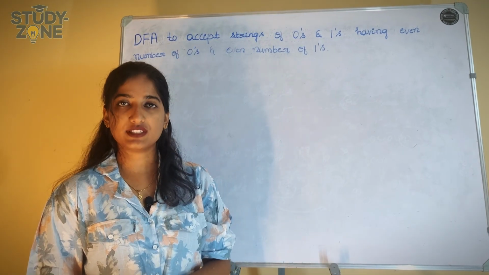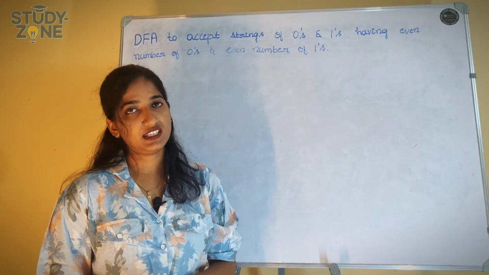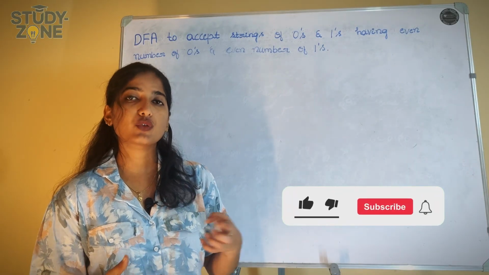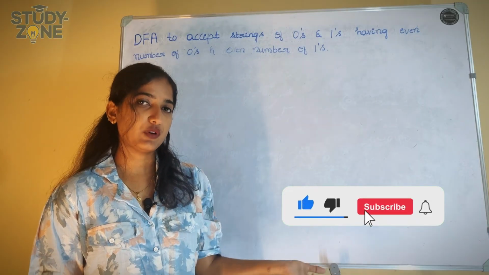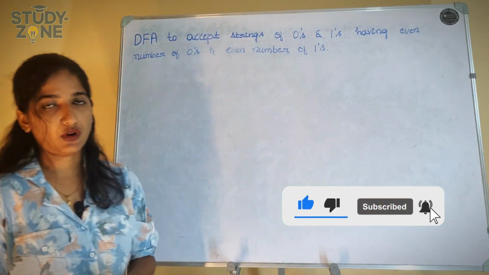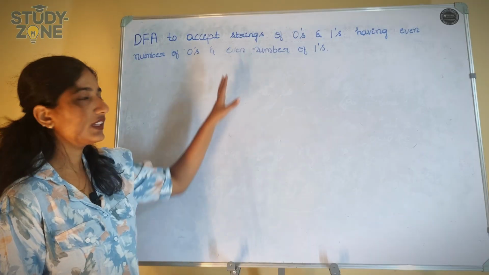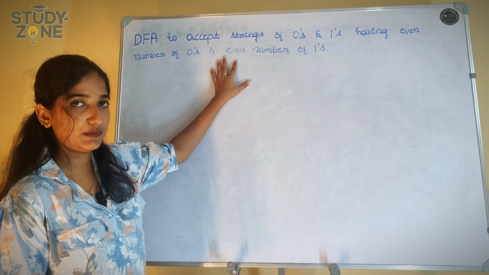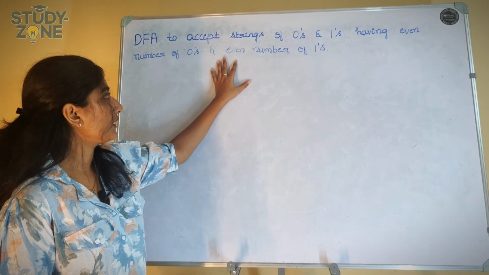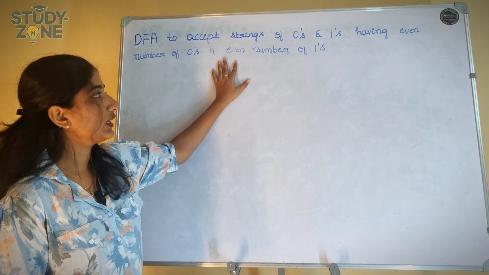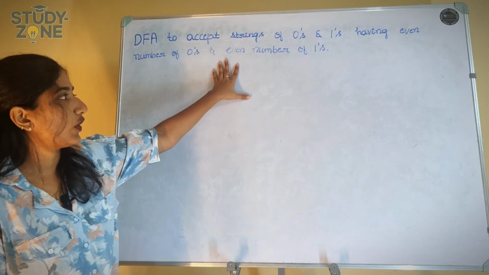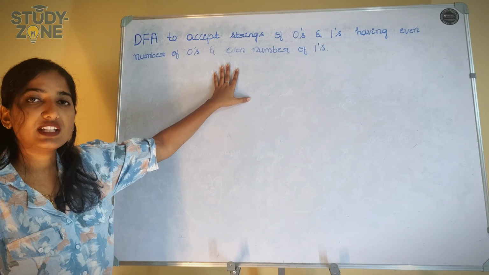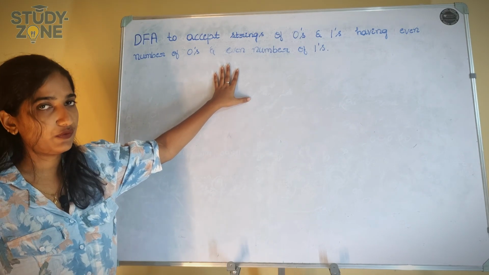Today we are going to discuss how to design a DFA of strings having zeros and ones, which is going to accept even number of zeros and even number of ones. Okay, so this one is the most important question that you might get in all the examinations and in all competitive exams. So here what we have to do is accept only the strings which have even number of zeros and even number of ones.